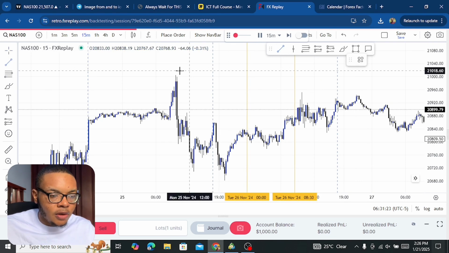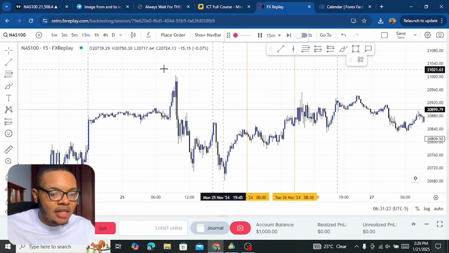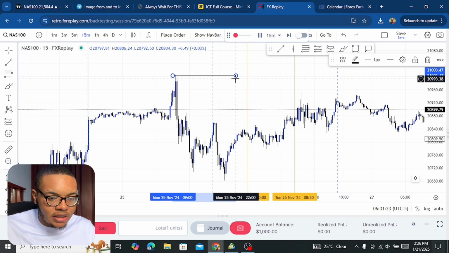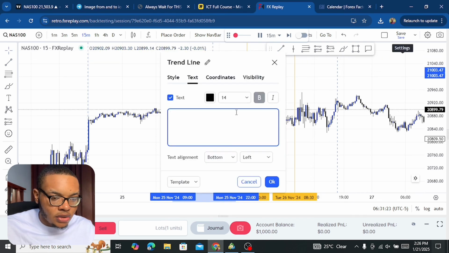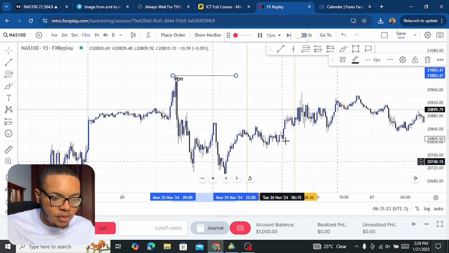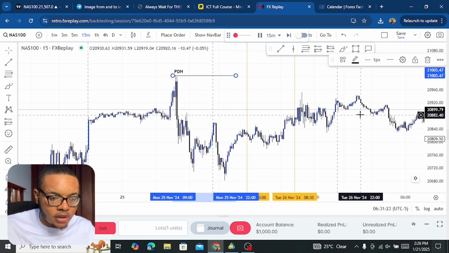So first things first, remember we have previous day. So where the session break starts, where it ends and where it begins, the entire session there is the previous day's high. Remember, we're in this day, but this is what we're looking at now. So we're going to mark this out and label that as previous day's high. So PDH, that's what it is, previous day's high. And also let's have that at the top left here.